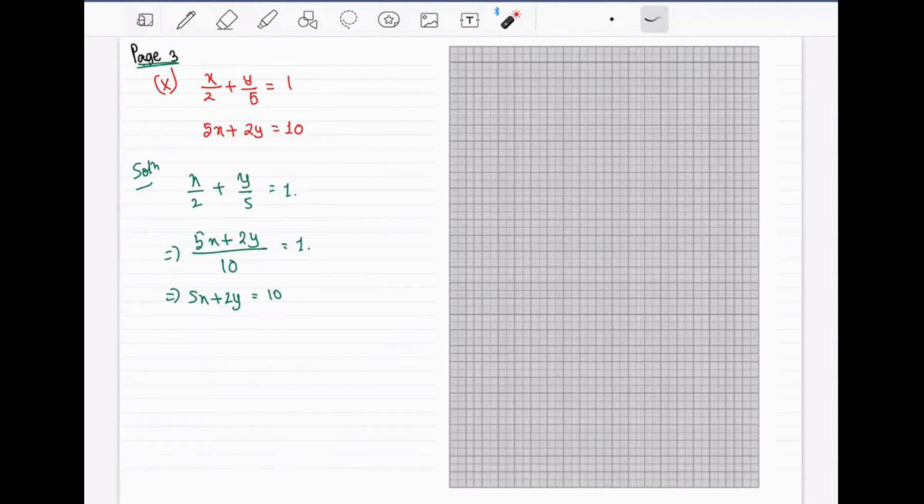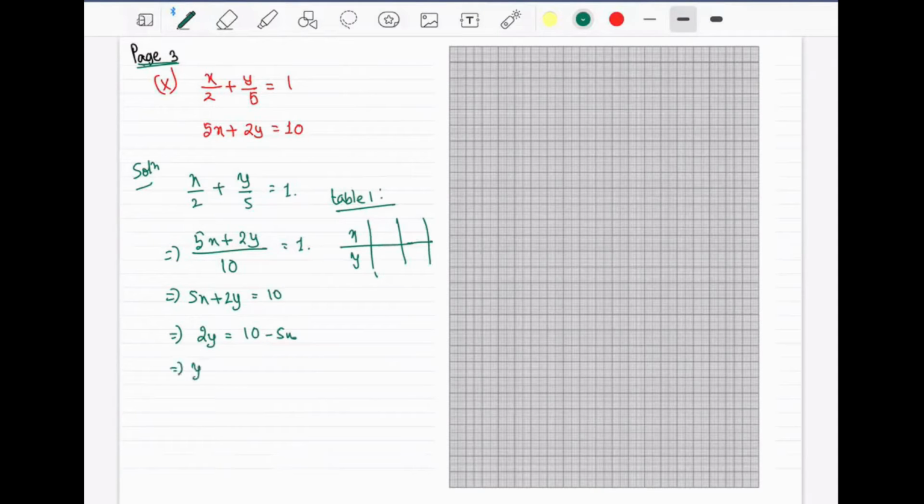Get it? Okay, now let's put up the table for this. So table 1, x, y. So 5x plus 2y is equal to 10. Then we find out the value of y. Twice y is equal to 10 minus 5x.